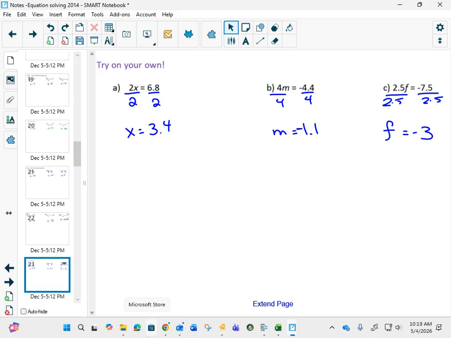Always doing the opposite. So if you're multiplying, the opposite is dividing. If you're dividing, the opposite is multiplying. If you're adding, the opposite is subtracting. And if you're subtracting, the opposite is adding.